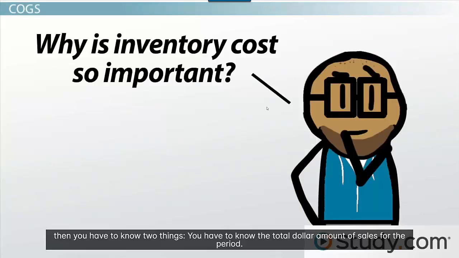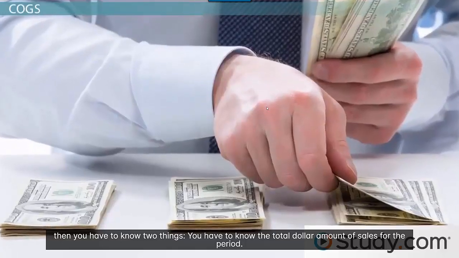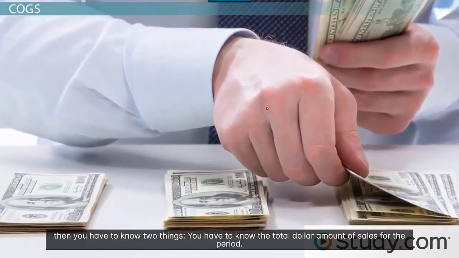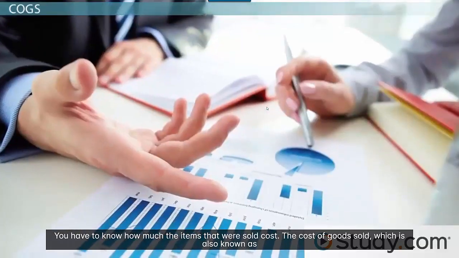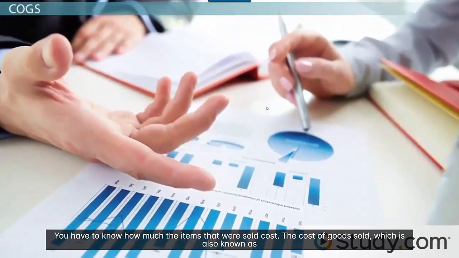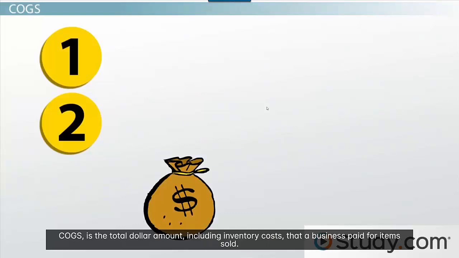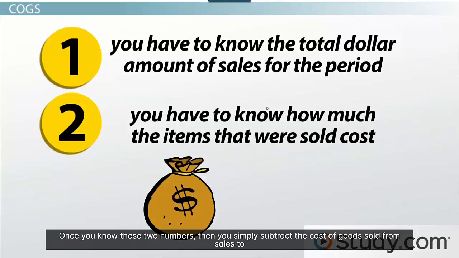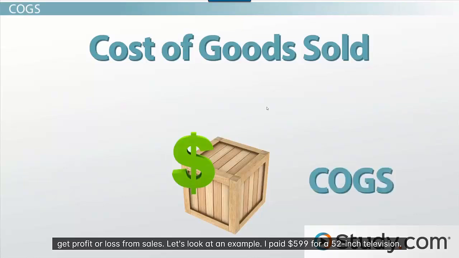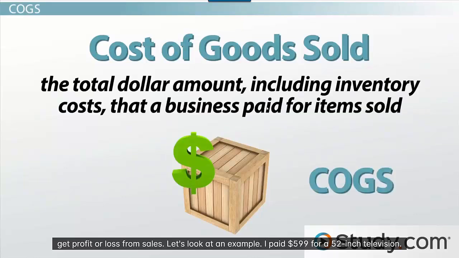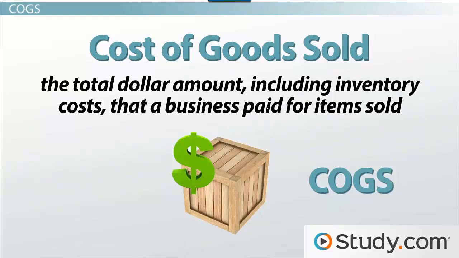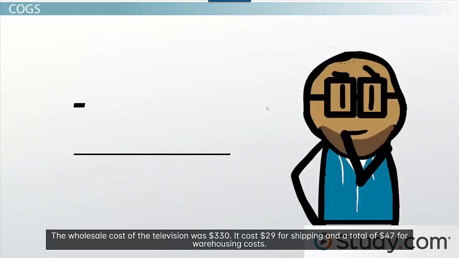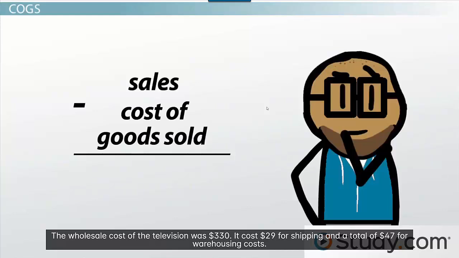Now, here's a question that I bet you're asking yourself. Why is inventory cost so important? At the end of the day, the one thing that business owners want to know more than anything is how much money the business is making. If it's not making as much as it should, then there needs to be adjustments made. In order to figure how much money is being made from sales, you have to know 2 things. Number 1, you have to know the total dollar amount of sales for the period. Number 2, you have to know how much the items that were sold cost. The cost of goods sold, also known as COGS, is the total dollar amount, including inventory costs, that a business paid for items sold. Once you know these 2 numbers, you simply subtract the cost of goods sold from sales to get profit or loss from sales.